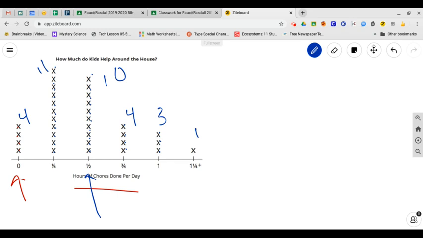Okay, so that's how you generally read a line plot. You have the information on the bottom, and then the X's tell you how many of that number. In this case, how many kids do a certain number of chores per hour. It depends on what the graph is, but the X's represent the data. So let's make one from scratch.